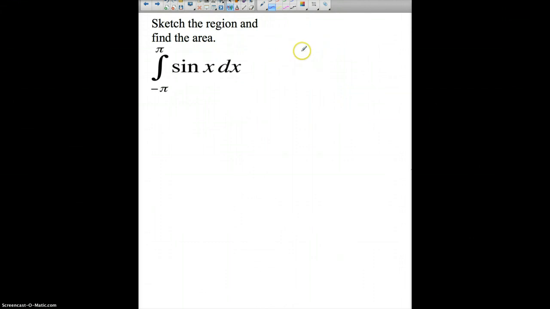Sketch the region and find the area of sine x from -pi to pi.